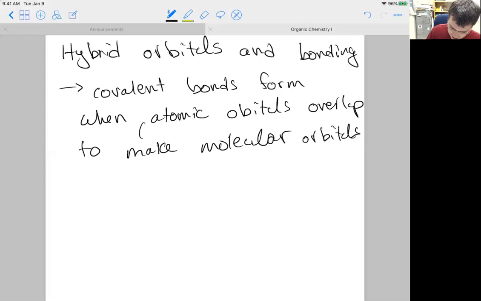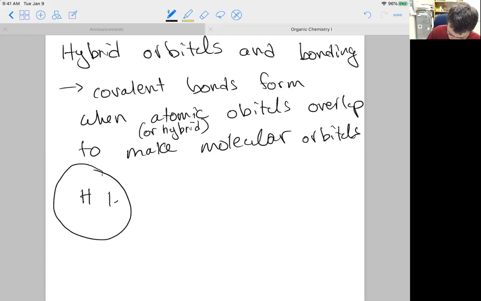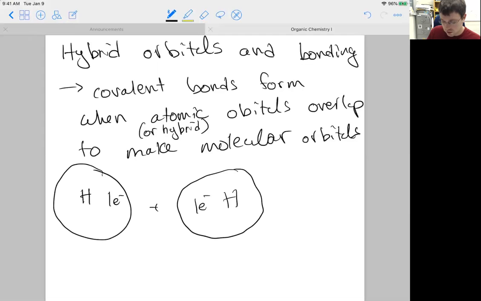What we want to do is just add a caveat. So when atomic orbitals or hybrid orbitals overlap to make molecular orbitals. So it could be atomic and/or hybrid orbitals. So for example, we had hydrogen. We've done this before, and it has 1 electron, and that 1 electron's in a sphere around that hydrogen. That hydrogen's sphere represents not the nucleus, but the 1s orbital. If we mix that with another hydrogen in a sphere with 1 lonely electron, what we do is we allow those things to merge.